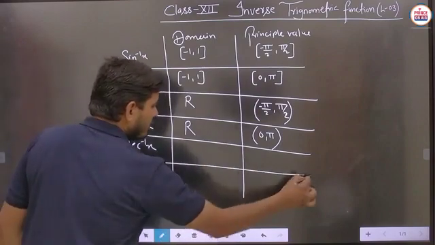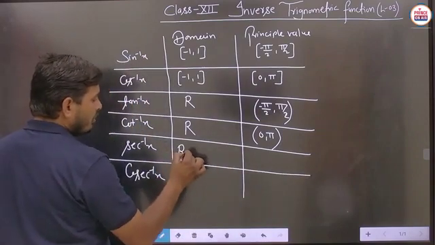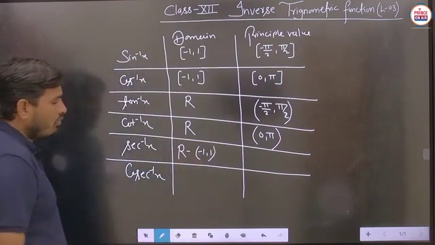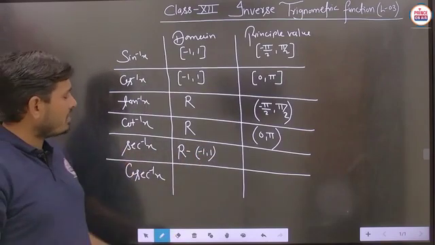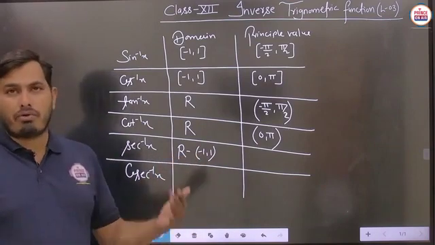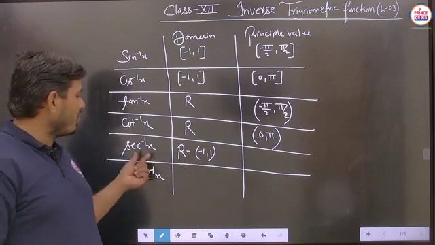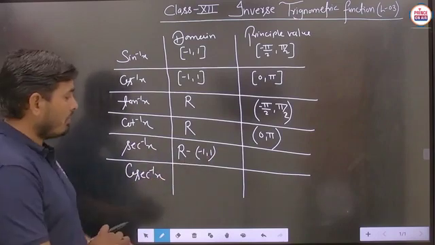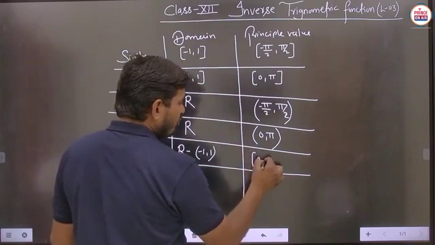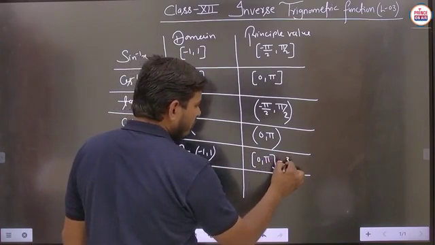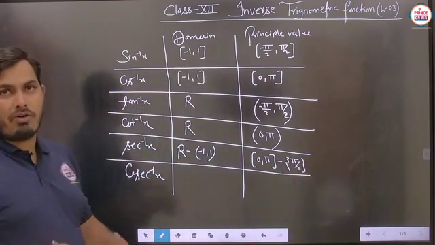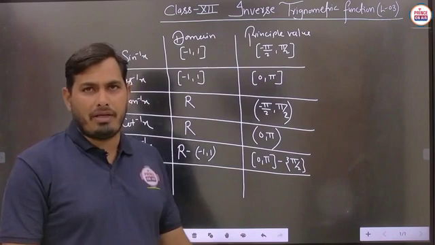Similarly, for sec inverse x, the domain is R minus (-1, 1). In this case of sec inverse x, we are saying that the values -1 to 1 are not included in R. Except for these values, you can provide any input, no problem. Next, the principal value is 0 to pi, except for one value, that is pi/2, because at pi/2 the sec function, or its inverse, is not defined.